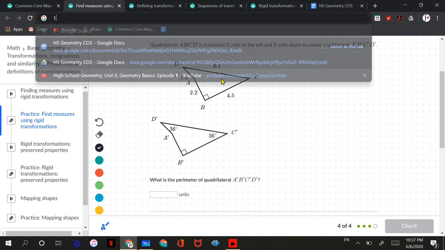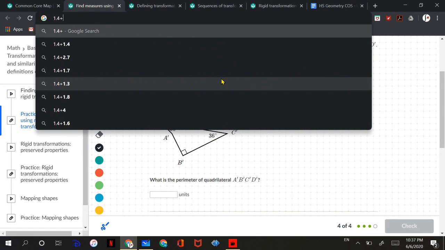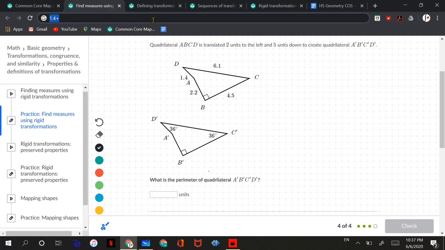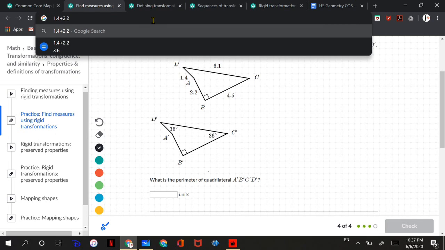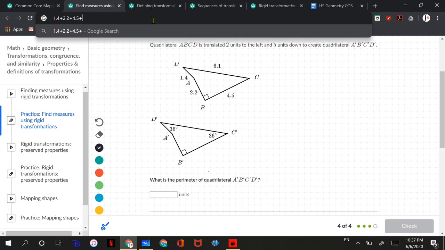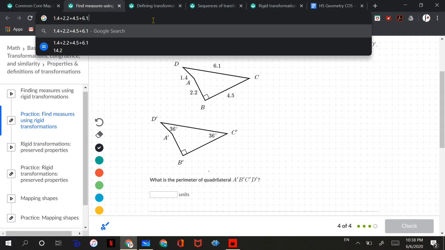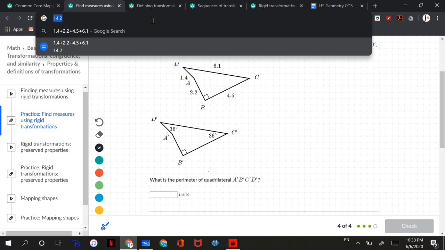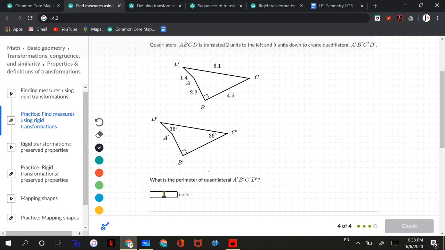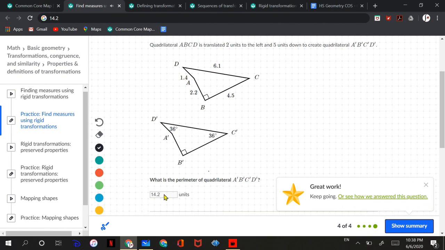So 1.4 plus 2.2 plus 4.5 plus 6.1. Let's check that real quick. 1.4, 2.2, 4.5, 6.1. Plug that in real quick. Okay, since we know that this correlates with that, and this with this, this with that, and this with this.